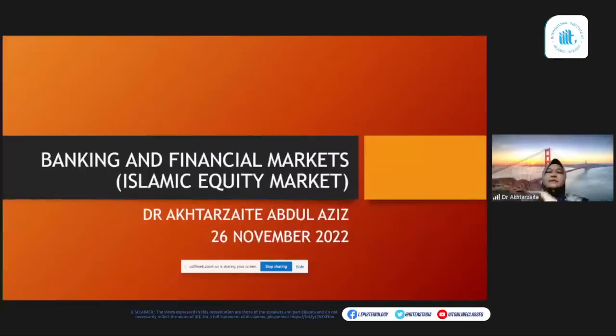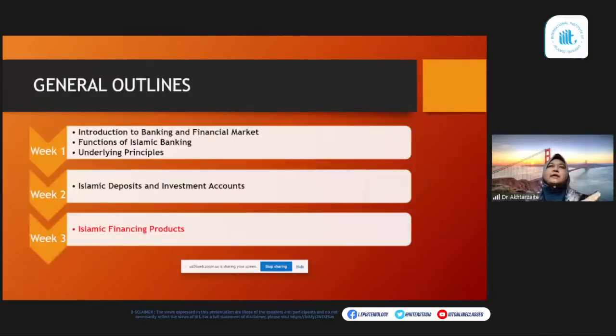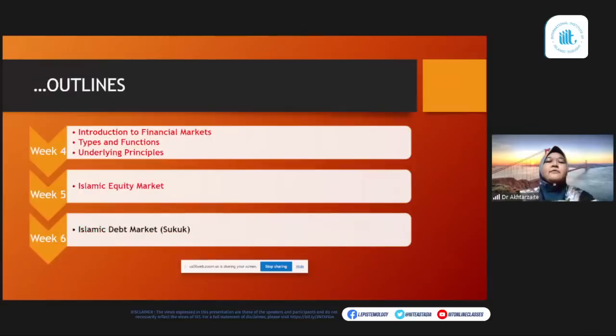Our topic is banking and financial market. Just to recap what we have done so far and what we are going to do. These are the general outlines for this subject. We have done week 1, introduction to banking and financial market, functions of Islamic banking and underlying principles. Second week we did Islamic deposits and investment accounts, and last session we did Islamic financial products. For this week I'm going to focus on two subtopics altogether, because we need to combine week 4 and week 5, so that next week, inshallah, the final week, we will do the Islamic debt market.